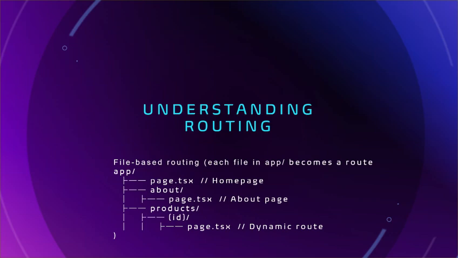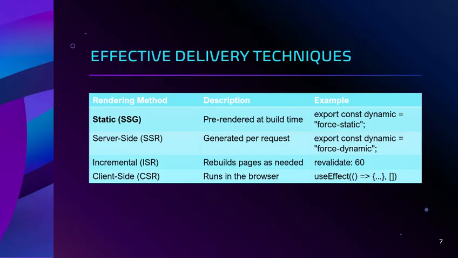Next.js identifies the product by its ID and shows it in your Next.js application. You can see effective delivery techniques. Static site generation is pre-rendered at build time, and this is the example: export const dynamic equals force-static. That forces the page to be static, which means pre-rendered before build time, or one-time execution.